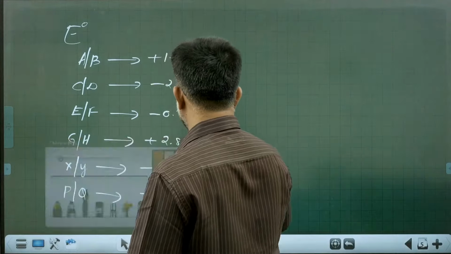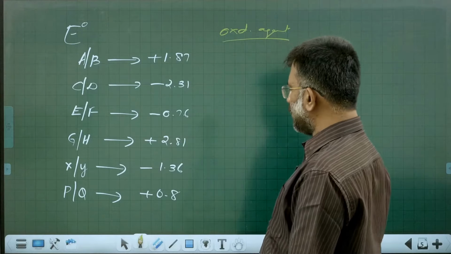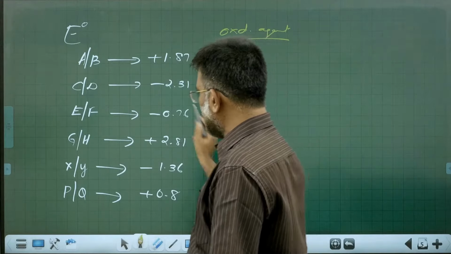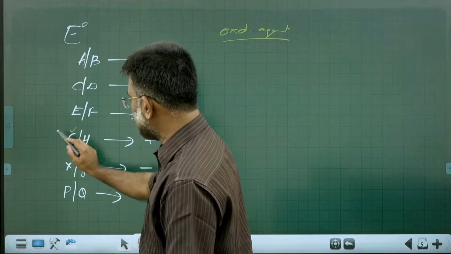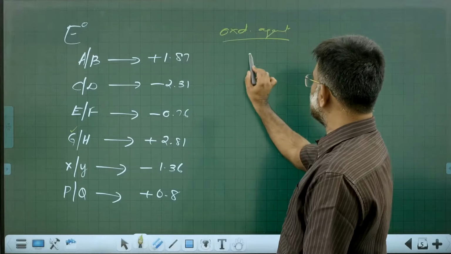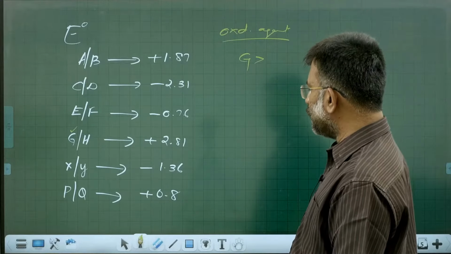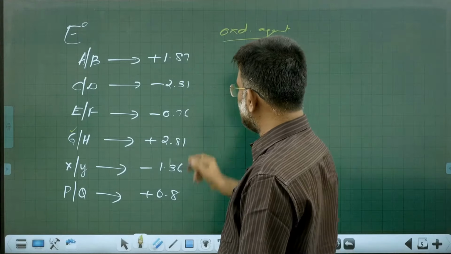Oxidizing agent, if you are working it out, look at the high positive value. Select the one species on the left-hand side with the highest positive value. So G is the most powerful oxidizing agent. Now who is next? The next high positive is A.